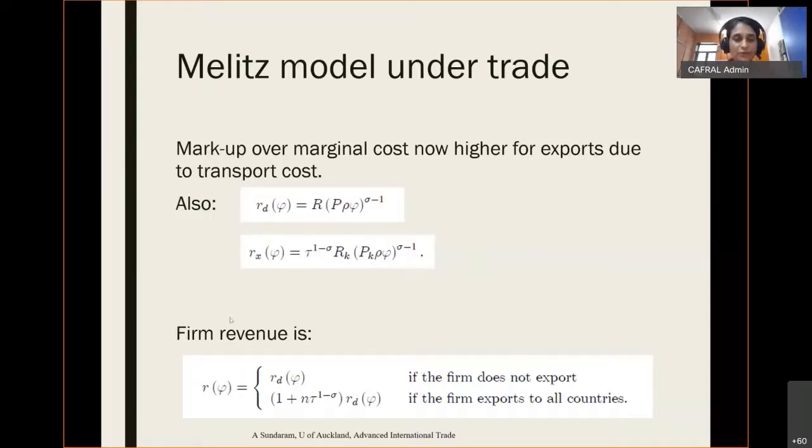So then let's look at what firm revenue is going to look like under trade. Now, things are a bit more complicated because some of these firms are going to be exporting and selling in the domestic market, right? So what is total revenue? Well, it depends on what type of firm you are. If you're a firm that does not export, then your revenue is simply the RD of phi, like before. But if you do end up exporting to all countries, then you are going to have your domestic revenue, but on top of that, you're going to have N times rho to the 1 minus sigma times the RD of phi. In other words, you're also going to have the export revenue.